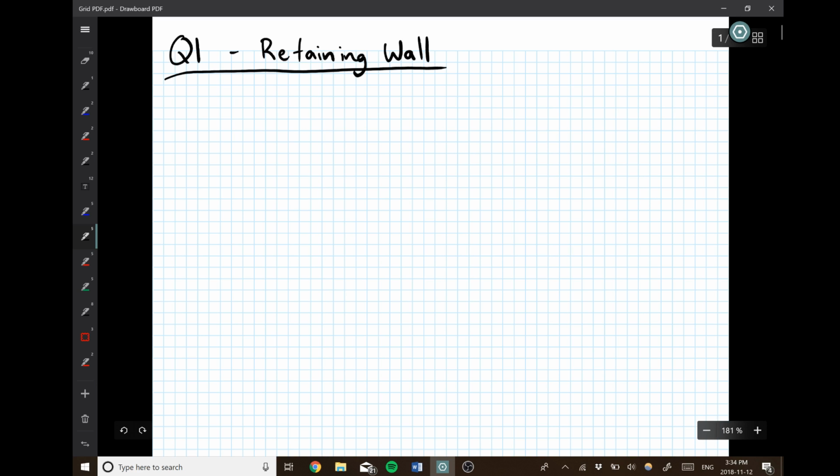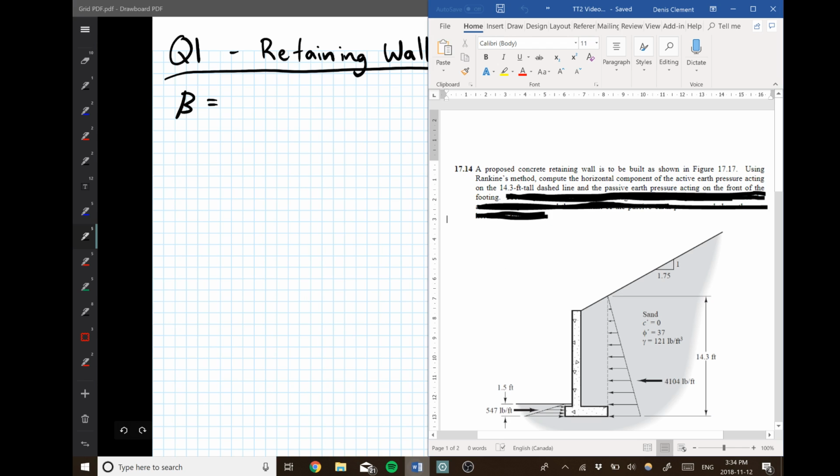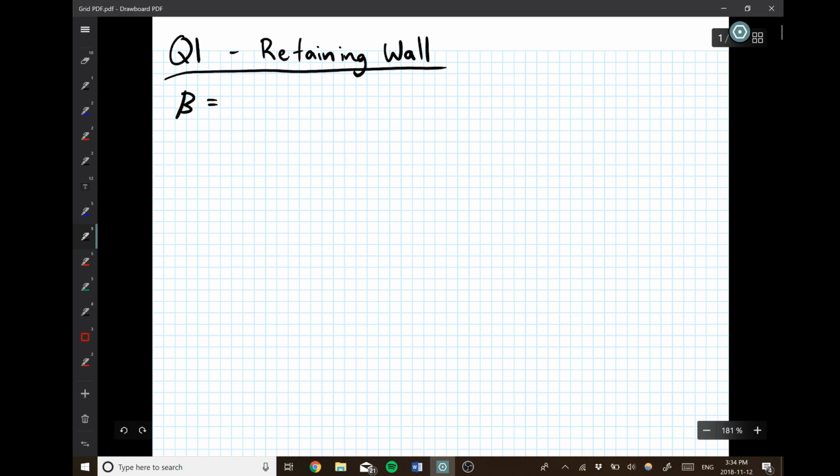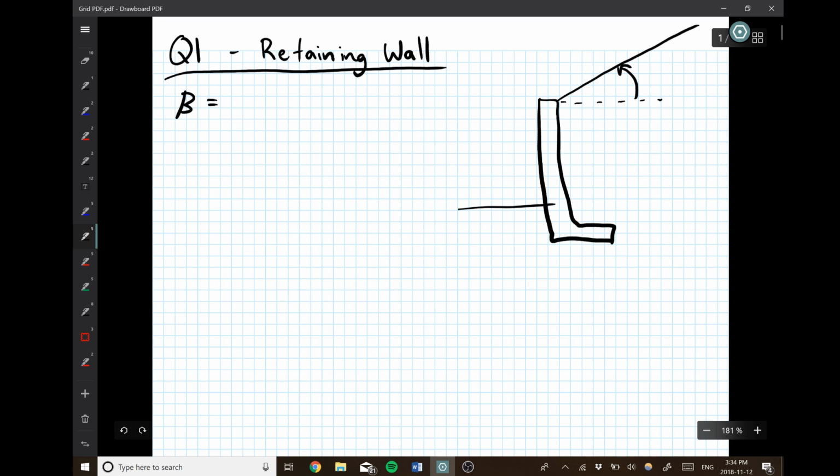So first we need to find our slope. And the slope, I'll just quickly draw the diagram here. You guys can see what it looks like. So this here is our slope, beta. So beta would be equal to the inverse tan of our opposite over adjacent, which is 1 over 1.75, which is equal to 30 degrees.